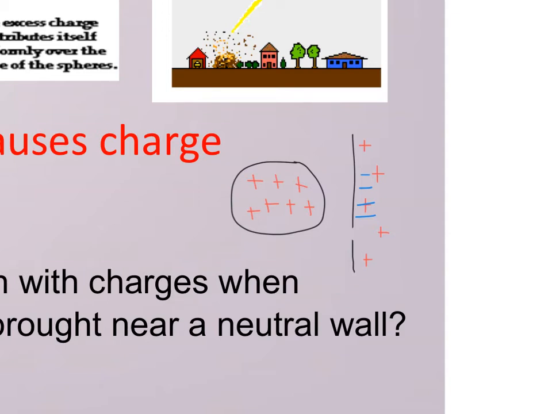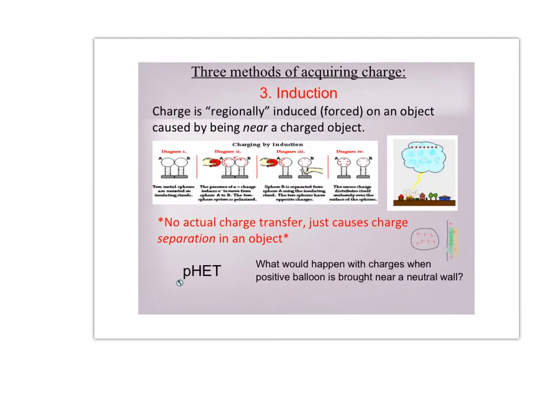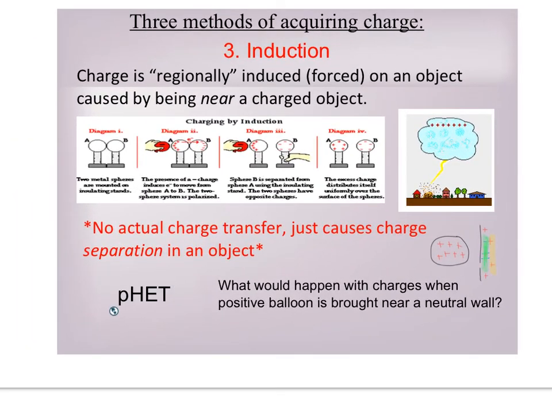And so I'd get what we would call a regionally charged object. What that means is the wall itself is not charged. It hasn't lost or gained electrons. But the front of the wall is going to be negatively charged because there's more negative in the front of the wall. And the back of the wall is going to be more positively charged because the electrons have left the back of the wall. And that's what induction is. If you have a moment, I would highly recommend that you click on this PhET link. It does a nice job of allowing you to see how things move when you have charges.